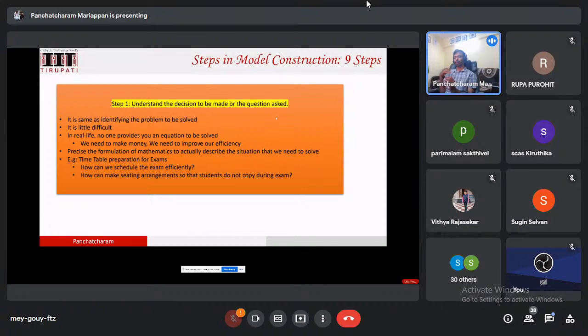After identifying the list of variables, you've got to see which are the independent variables and which are the dependent variables. For example, the exam timetable. The number of classrooms is going to be a dependent variable, because based on that you are going to prepare the timetable. The number of invigilators per room is again a dependent variable, because according to how many rooms there are, you've got to assign how many faculty members or TAs, etc.